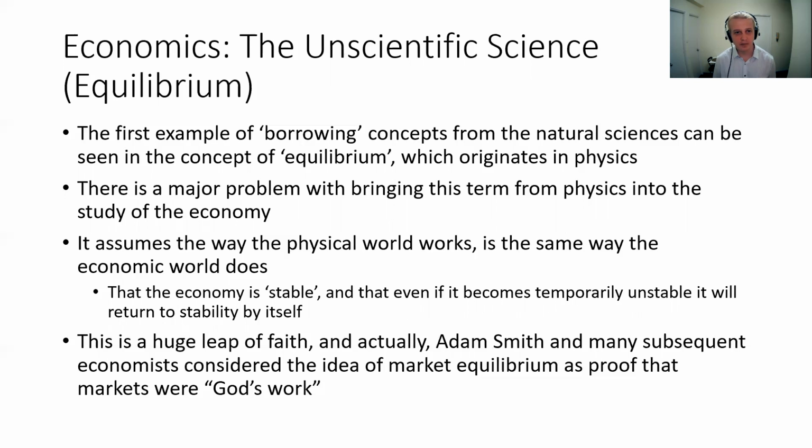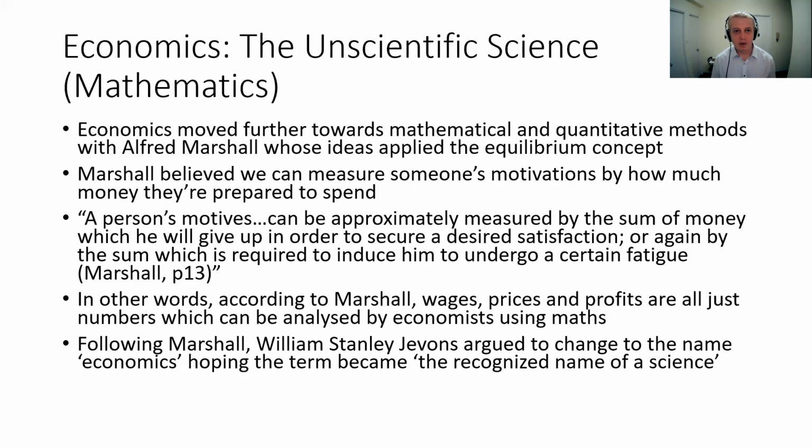faith-based assumptions. Now, economics moved further towards mathematical and quantitative methods when Alfred Marshall introduced and applied this equilibrium concept. Marshall thought we can measure somebody's motivations simply by how much money they're prepared to spend on something. How much do we want something? Well, we can measure it as a dollar value. If somebody's only willing to pay $1 for something, they don't want it very much. Whereas if they're prepared to spend millions of dollars, they must want it really, really much. Okay, this is what we call a subjective theory of value.